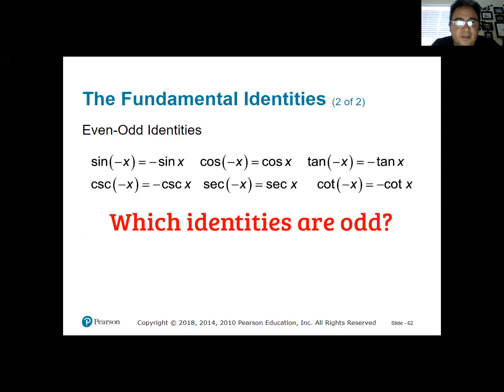Alrighty, so all the other ones are odd. This is going to become important as we discuss the next section, so keep that in mind. Here they discuss it a little bit and they start to introduce it, but it's not that emphasized here. You'll see where it plays a part next section.